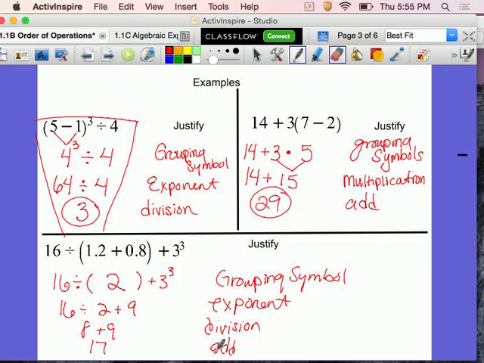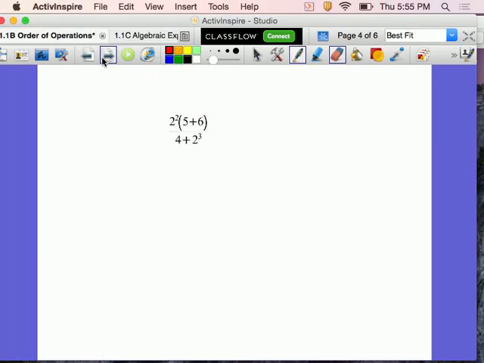Okay, so make sure that way you can kind of see that you're following that order. That's the justification for. Okay, now this one is where we're going to talk about the fraction bar. So make sure you get this one written down on your page.